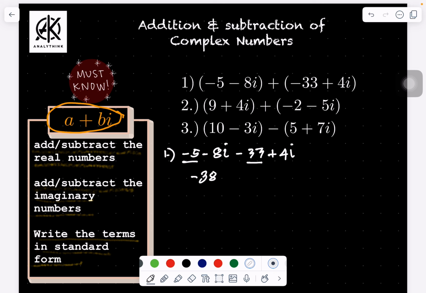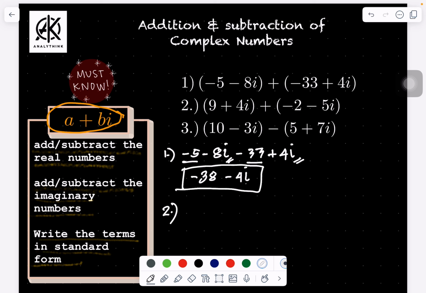And then add the imaginary numbers. That would be negative 8i plus 4i. So you have negative 4i. This is already in standard form. This is your a and this is your bi. So this is our final answer.